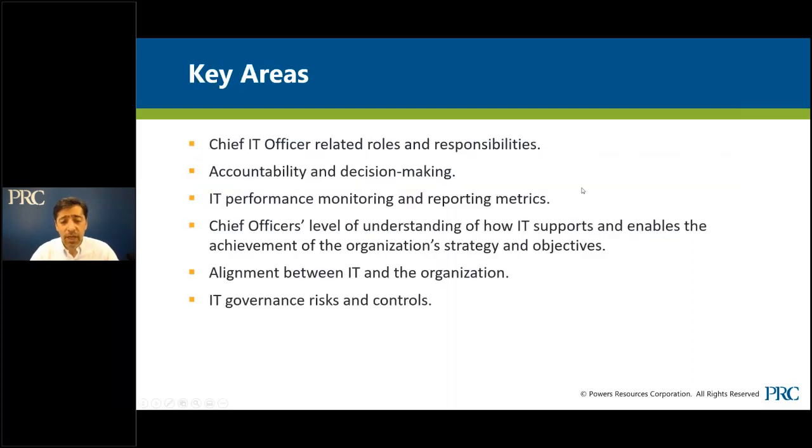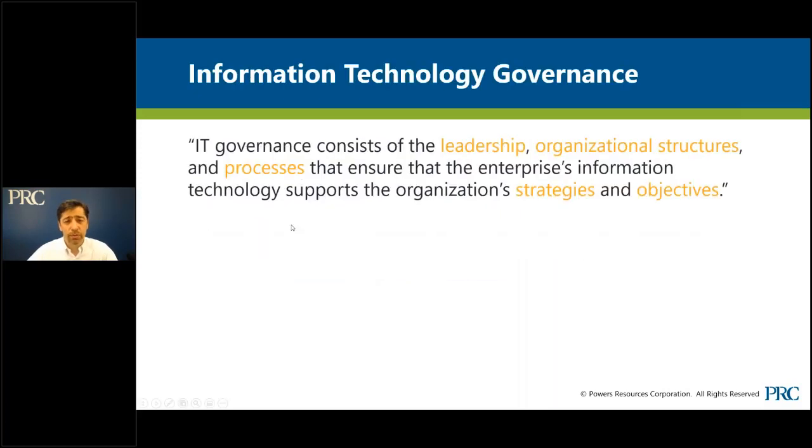Now, the key areas within governance: the Chief IT Officer related roles and responsibilities, the accountability and decision-making process, IT performance monitoring and reporting metrics, the Chief Officer's level of understanding of how IT supports and enables the achievement of the organization's strategy objectives, alignment between IT and the organization, and IT governance, risk, and controls. Let's talk about IT governance, and then this will all make sense.